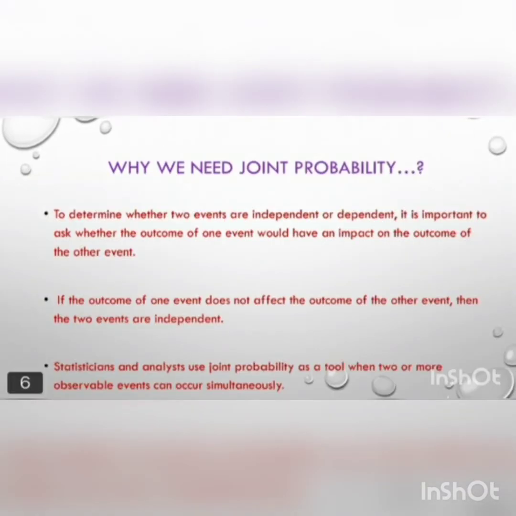Why do we need joint probability? To determine whether two events are independent or dependent, it is important to ask whether the outcome of one event would have an impact on the outcome of the other event. If the outcome of one event does not affect the outcome of the other event, then the two events are independent. Statisticians and analysts use joint probability as a tool when two or more observable events can occur simultaneously.